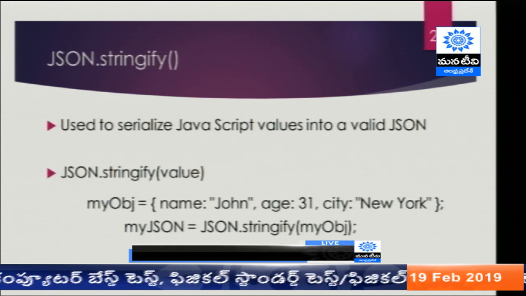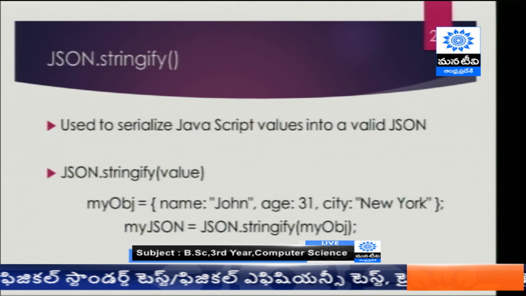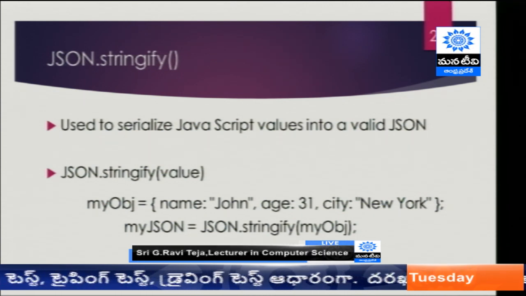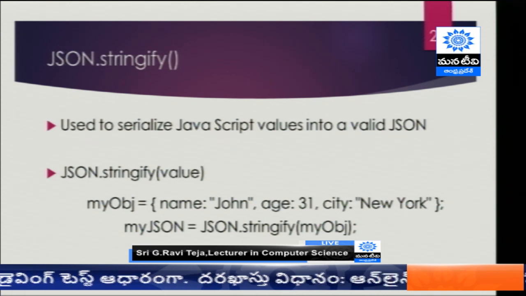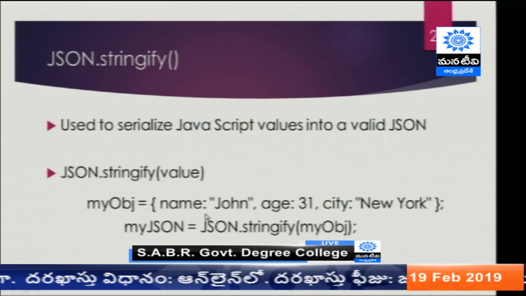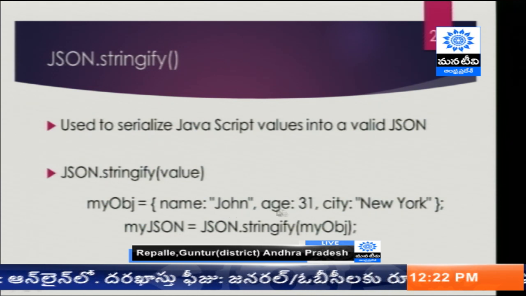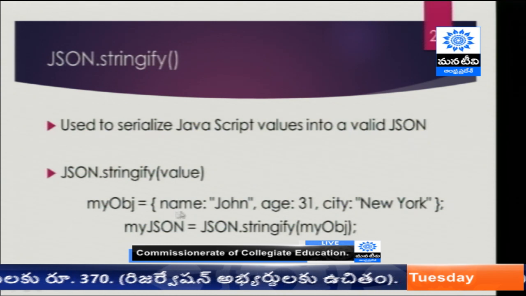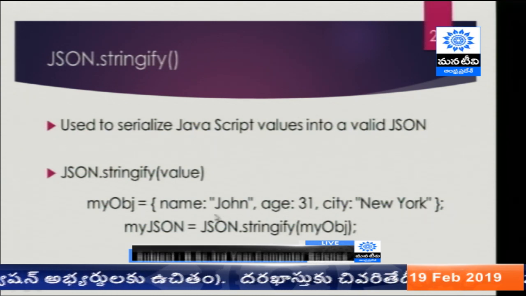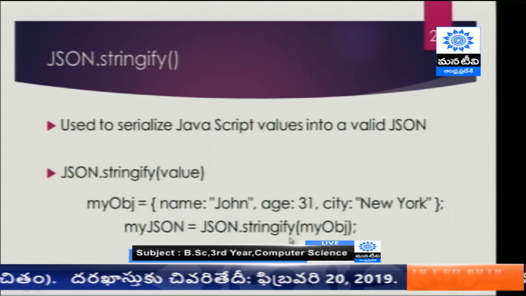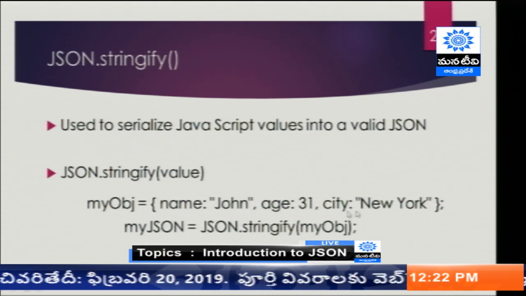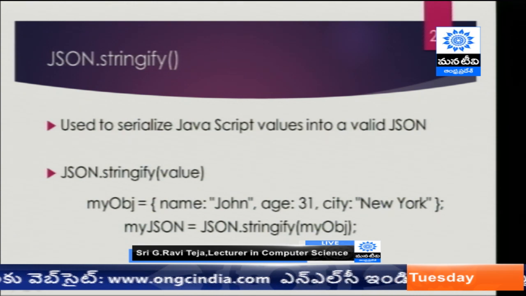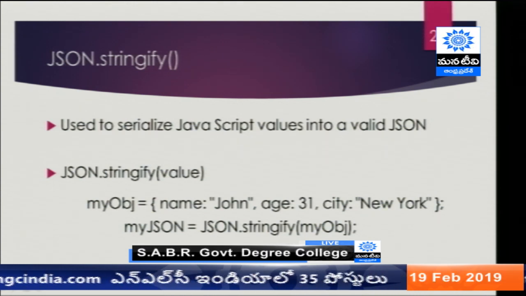What does this Stringify function do? It converts our JavaScript values into a valid JSON format. You can verify that if we give directly the name and value in this format, it is not a JSON format; we are simply giving it as a JavaScript notation. The Stringify function takes the key value pairs as a parameter and converts them into JSON objects.